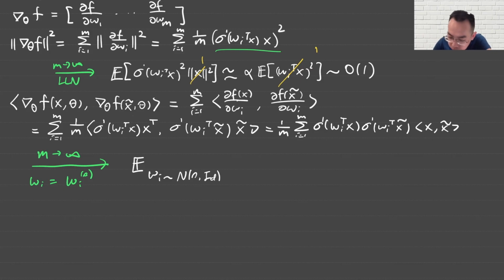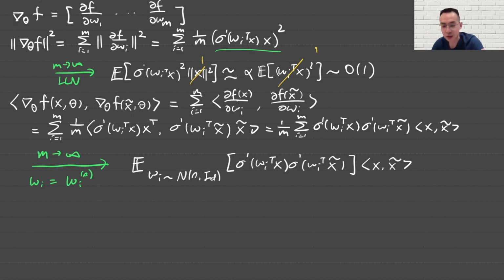And then we can just copy whatever is inside, right? So sigma prime of x transpose x tilde, the inner product between x and x tilde, right? So that is the convergence behavior for our initialization when the number of neurons is very large, right? So that's very interesting. This is exactly how we're going to define the K matrix, right?